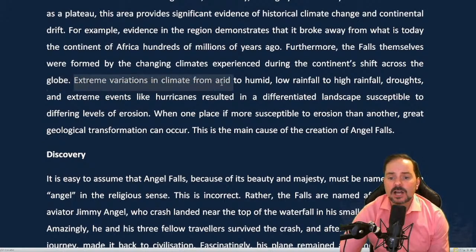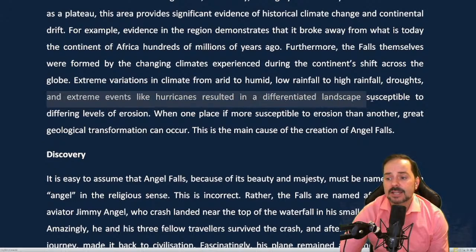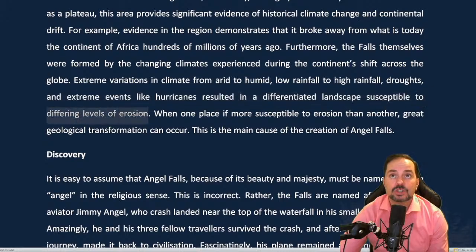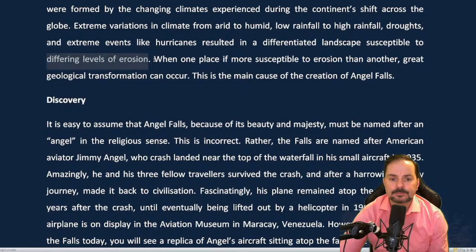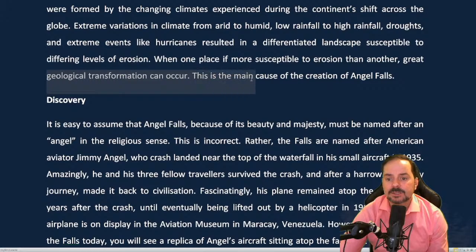Extreme variations in climate, from arid to humid, low rainfall to high rainfall, droughts, and extreme events like hurricanes resulted in a differentiated landscape susceptible to differing levels of erosion. When one place is more susceptible to erosion than another, great geological transformation can occur. This is the main cause of the creation of Angel Falls.